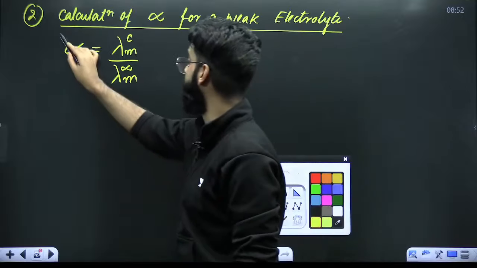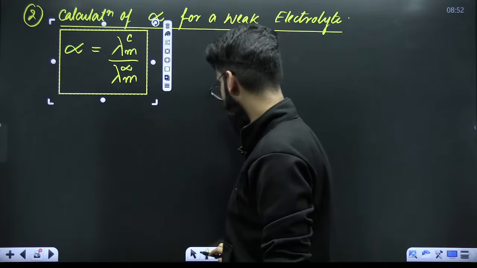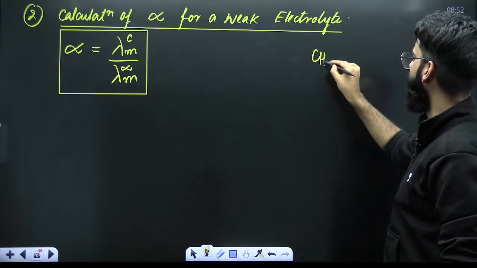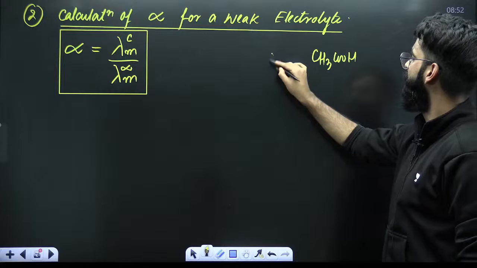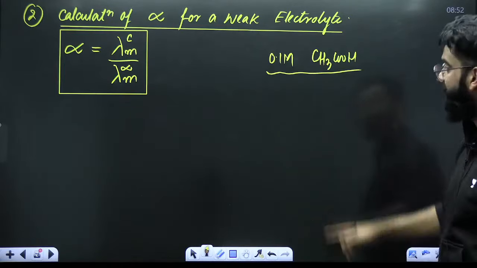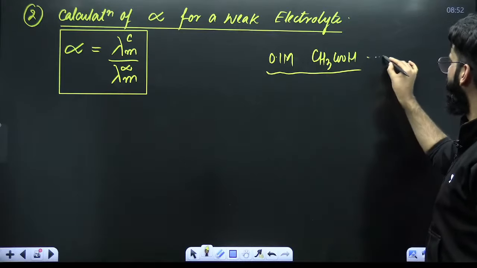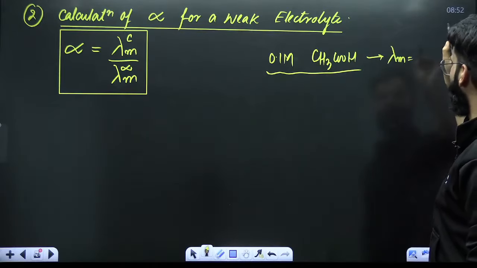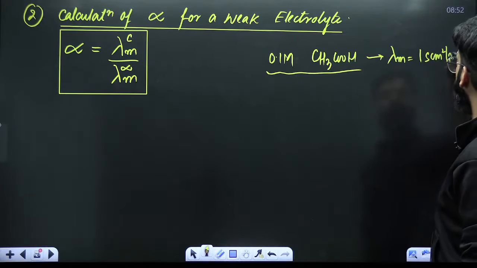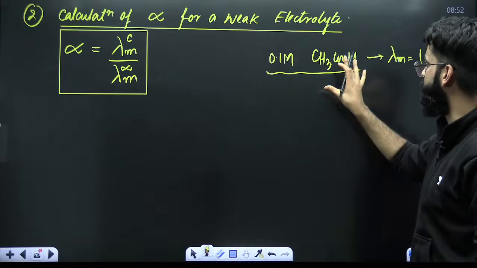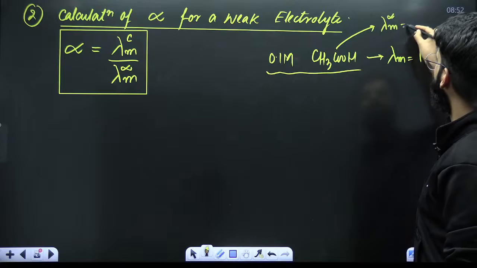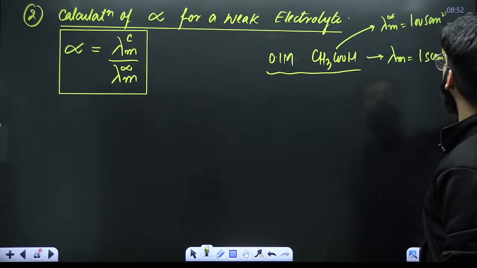What is the given concentration? What is infinite dilution? You know it already. I'm directly giving you the result, I'm not deriving it again and again. For example, you have got a weak electrolyte like CH3COOH. Let's assume I've got 0.1 molar CH3COOH. When the concentration is 0.1 molar, let's assume its molar conductivity at that point is, for example, 1 Siemens centimeter square per mole. Now let's assume you already know the molar conductivity of CH3COOH at infinite dilution. Let's say it's 100 Siemens centimeter square per mole.